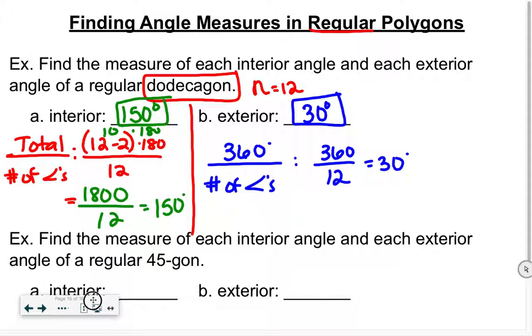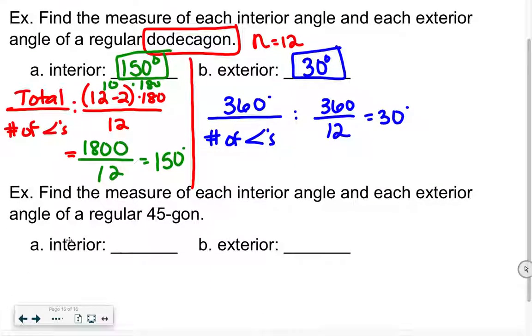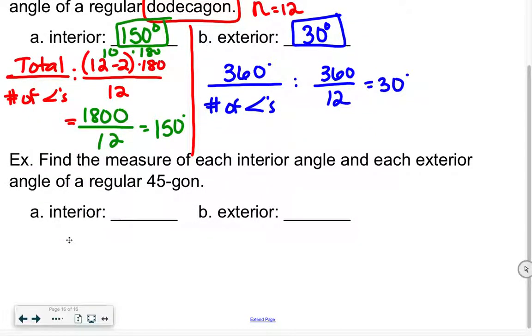But yeah, they are always going to add up to 180, and I will explain why in just a minute. Not a problem. Okay, let's try it one more time here. Now, on this one, what is our n going to be? 45. This is a 45-gon.